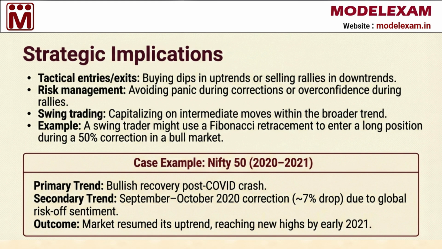For example, look at the Nifty 50 case study from the year 2020 to 2021. The primary trend was bullish after the COVID crash, but in late 2020, we saw a 7% correction. That was a secondary trend. The outcome, the market resumed its uptrend and hit new highs.